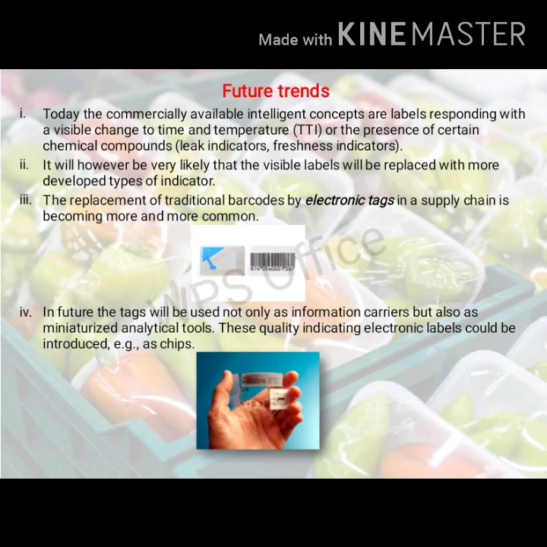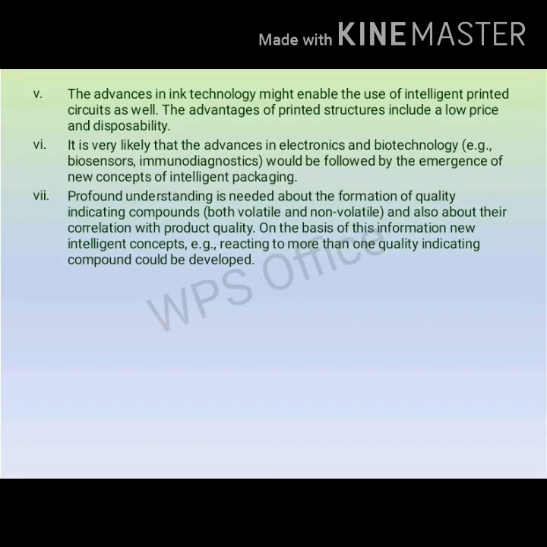These quality indicating electronic labels could be introduced, for example, as chips. These figures are the electronic barcode and electronic chips which can be used to identify the temperature and time for that particular food product to indicate the freshness of that food. The advances in ink technology might enable the use of intelligent printed circuits as well. The advantages of printed structures include a low price and disposability.